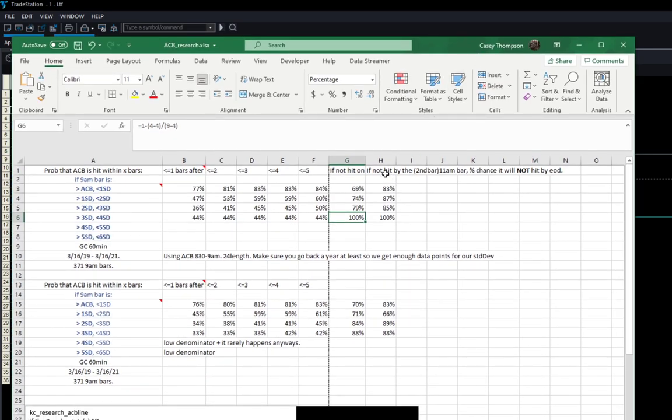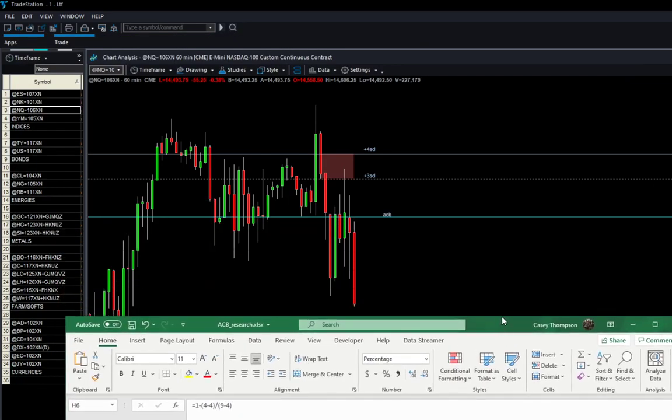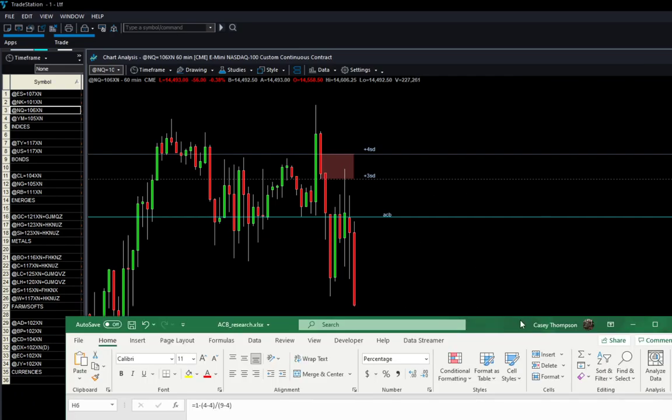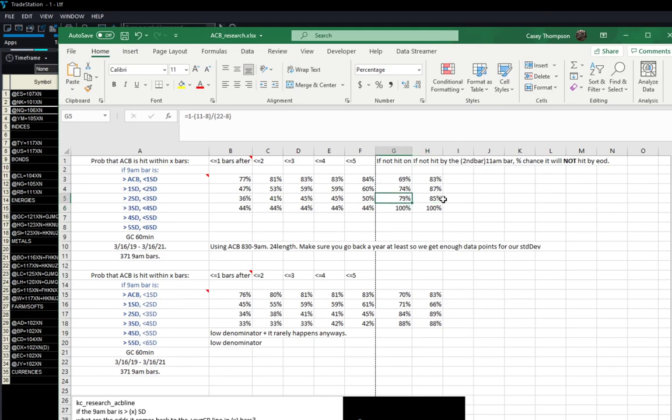So if not hit by the second bar, what's the percent chance it will not be hit by the end of the day? If the 10 a.m. actually doesn't hit it, what are the chances it still will not hit by the end of the day? And those odds would only go up. Okay, so probability. Oh, what's the difference here? I don't get what the difference is here.